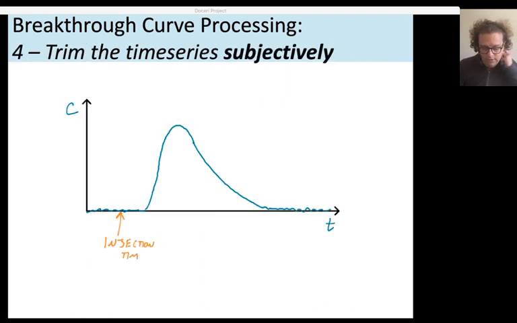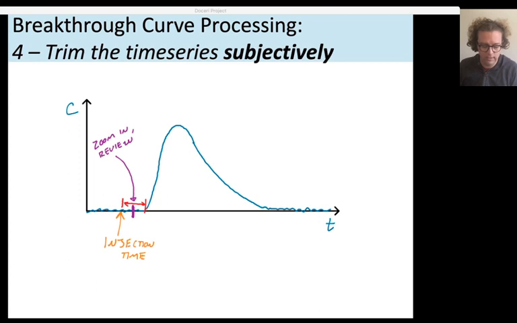All right, so we have a nice clean looking data set now. We know when our injection occurred in orange, and we've got a lot of data here, potentially a lot of background data at early time and late time. And so I'm going to suggest that we do our trimming in two steps. First subjective, then objectively.